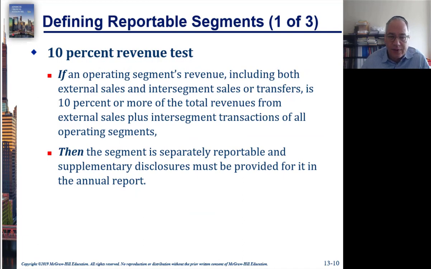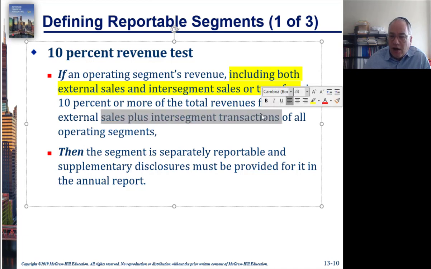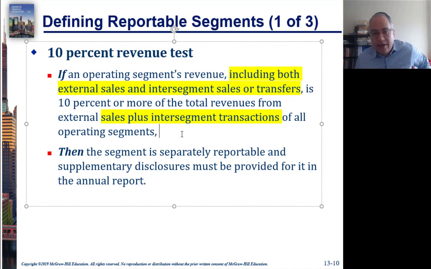So let's talk about the 10% rule for revenue. If an operating segment's revenue, including both external sales and inter-segment sales or transfers, is 10% or more of total revenues from external sales plus inter-segment transactions of all operating segments, then the segment is separately reportable and it's a segment, basically. So the line here, how they deal with external sales and with inter-segment sales is a little bit weird.